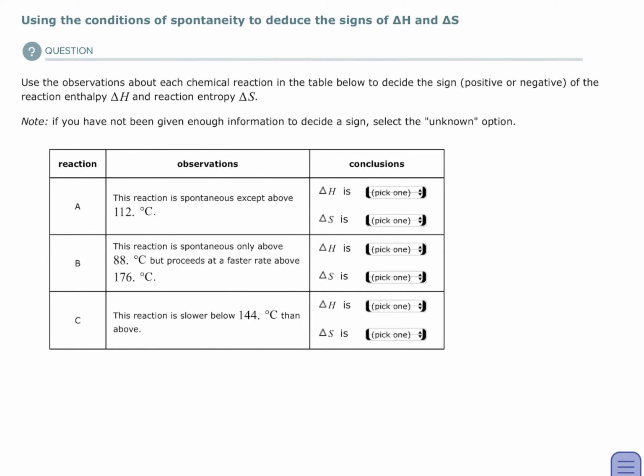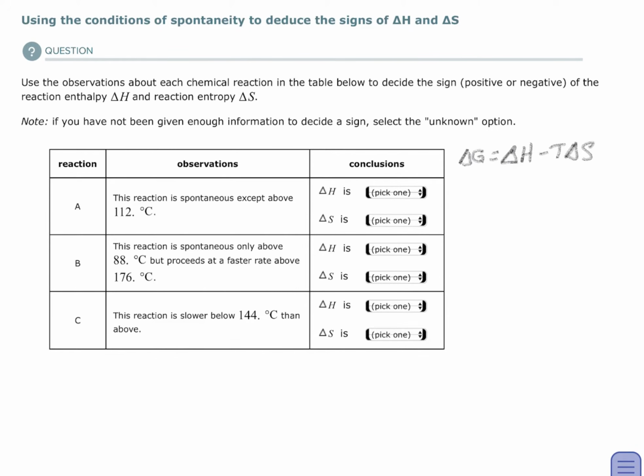Welcome back. This is an Aleks homework video on using the conditions of spontaneity to deduce the signs of delta H and delta S. When you got to this thermodynamics section of your book, you realized that G, H, and S are all related with an equation.